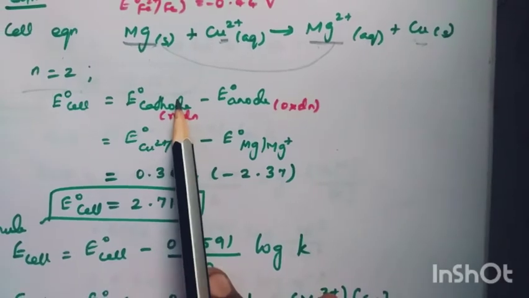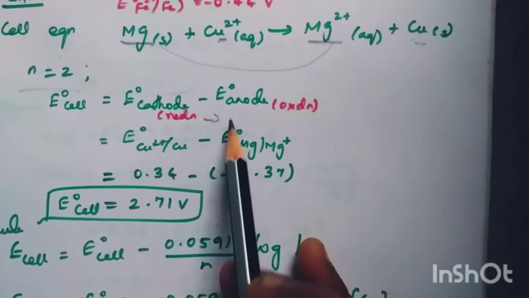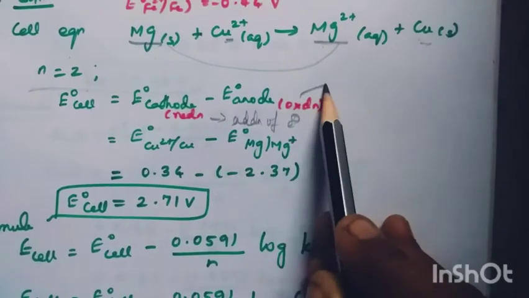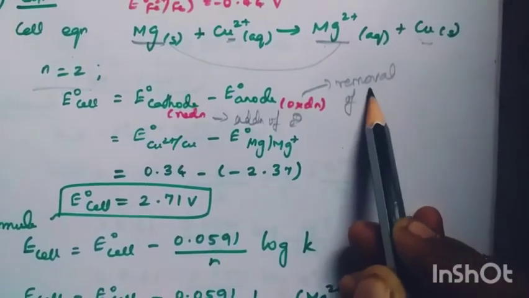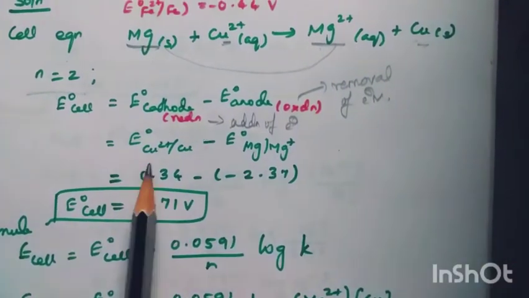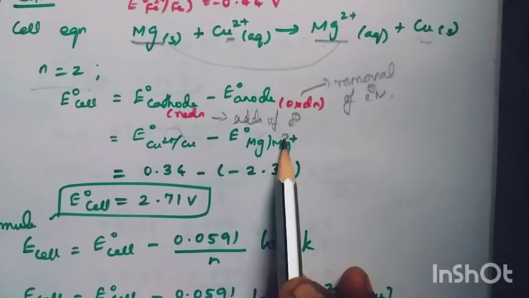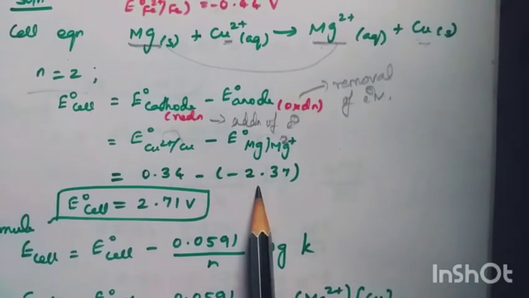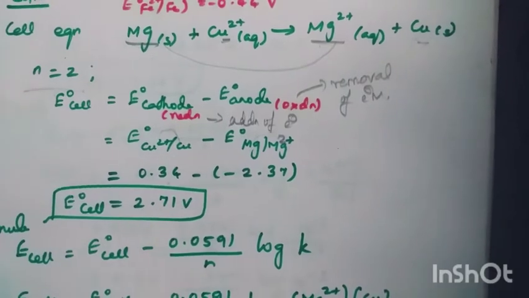Which reaction always takes place at the cathode? Reduction. What is reduction? Addition of electrons. What is oxidation? Removal of electrons. So this is addition of electrons, and this is removal of electrons from Mg. Now this value is given and this value is also given, so we can calculate the overall E0 value.